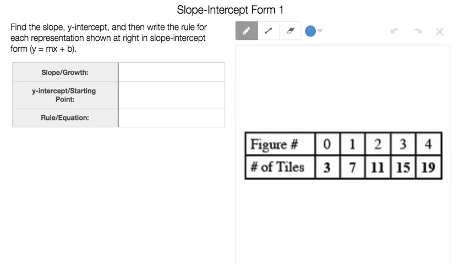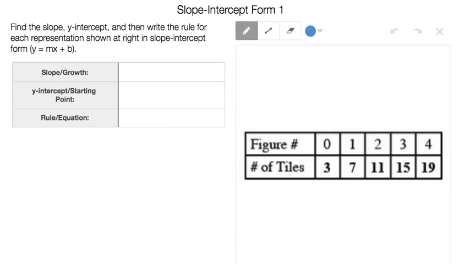Hello everybody. We're going to go through how to solve slope-intercept form 1. If you're doing this problem in Desmos and you're having some struggles, you might be watching this video to help you out. What we need to do is find the slope, the y-intercept, and then write the rule for each representation shown at the right in slope-intercept form.